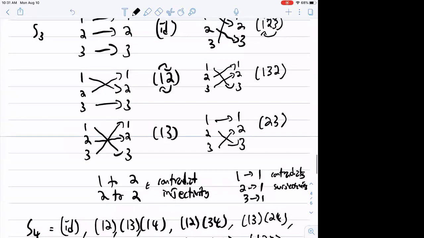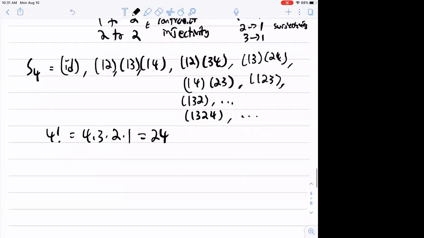And then you can see here, this is 3 factorial. The size of this is 3 factorial, 3 times 2 times 1, which is 6. So you see it grows pretty big here. So in general, the size of Sn is n factorial. So next thing is I want to go over what cycle notation means.